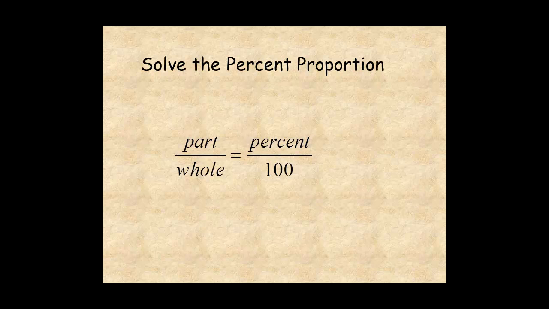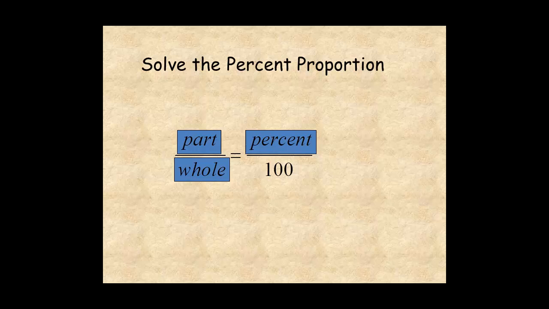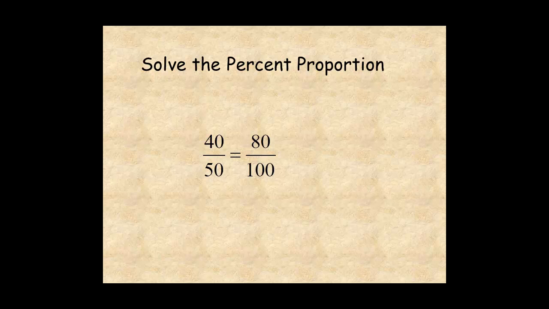The proportion has three quantities: part, whole, and percent. If you have any two of these quantities, you need to be able to find the third. The first step to solving a proportion is cross-multiplying. This means the product of the numerator and denominator on opposite sides of the equal sign are equal. For this example, that means 40 times 100 is equal to 80 times 50.